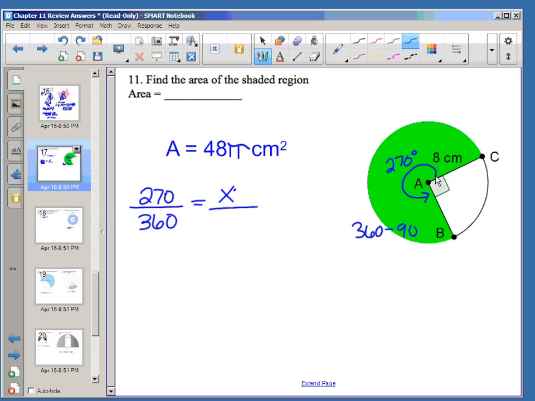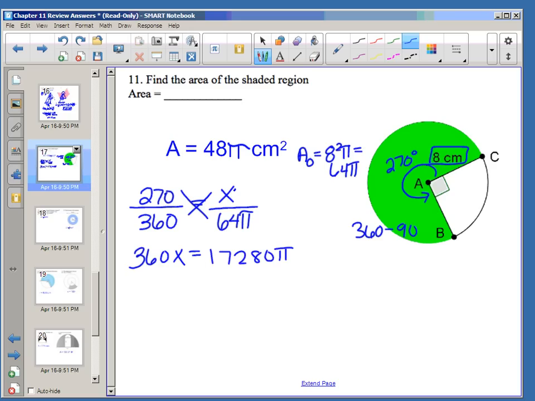I can find the area of the whole circle because I know the radius is 8. So the area of the circle equals 8 squared pi, which gives me 64 pi. So I'm going to put that down here. To do this, I'm going to cross multiply. I get 360x equals 17,280 pi. I'm going to divide by 360. And let's see what I get. I get 48 pi for the area of the sector, and it's in centimeters squared.